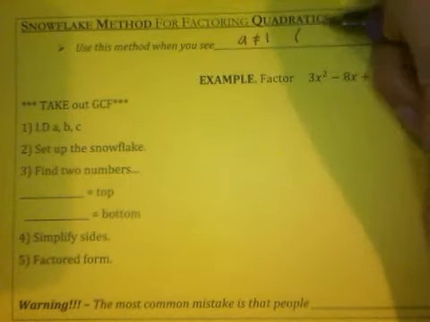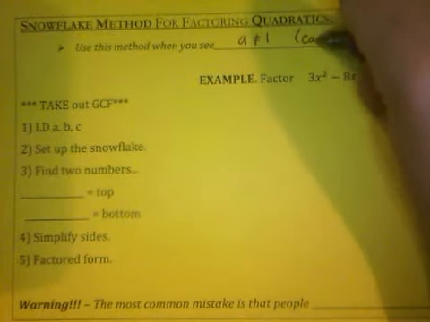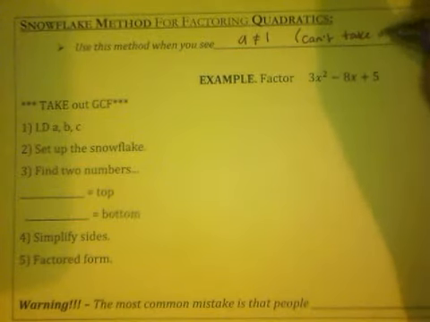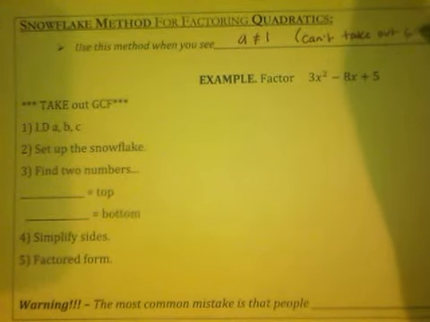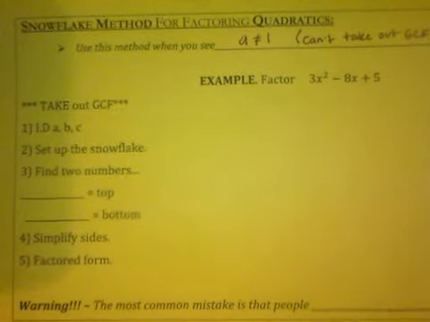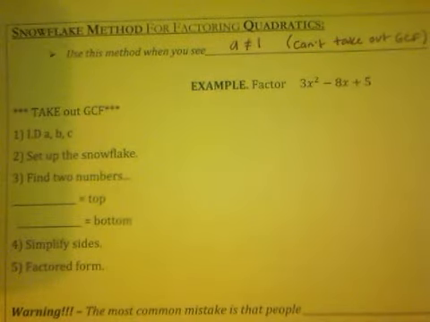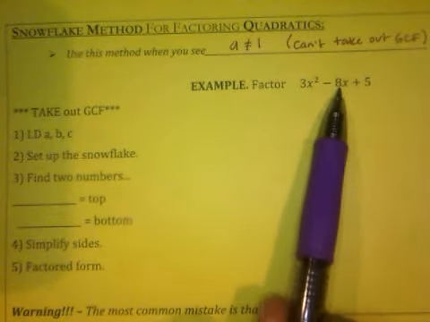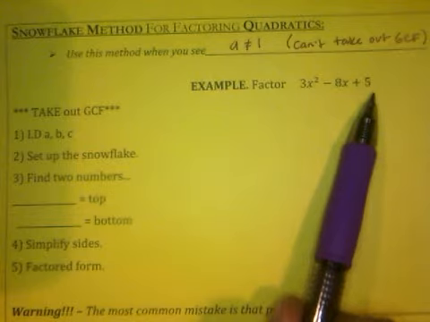And what that means is that you can't take out a GCF. Or you do take out a GCF, but it still doesn't get rid of your A value. In this particular case, there is no GCF because I can't divide all three terms by any number.